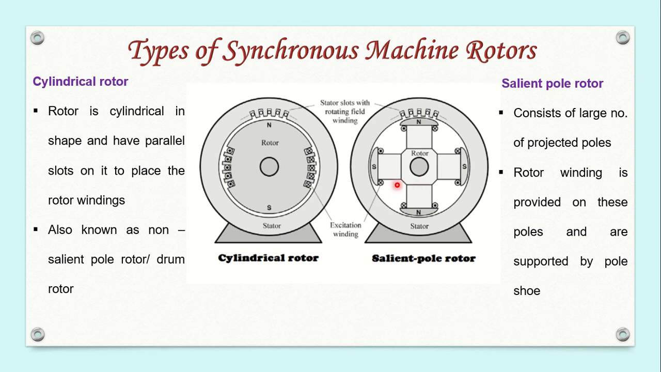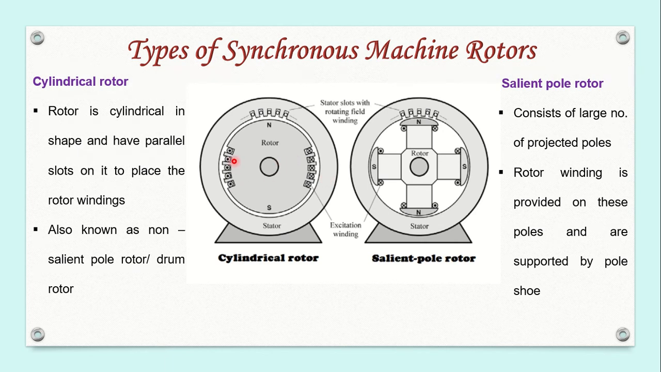The field system acts as the rotor and the armature is the stator. In case of DC machines, the field is stationary and the armature is rotating. The construction is reversed here. Here the field is the rotating part and the armature is the stationary part.